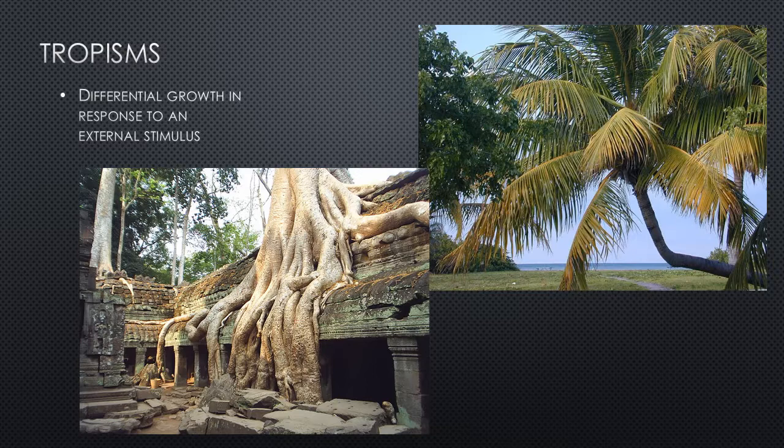A negative tropism would be growth away from the stimulus. So for instance, this image over here on the right, that is a tree that's growing towards the sun. So its phototropism would be a positive tropism because it's growing towards the stimulus. But if we think of it in terms of gravity, this particular tree would have a negative tropism towards gravity. Does that make sense? The roots over here on the left have positive gravitropism, so a positive growth towards gravity.